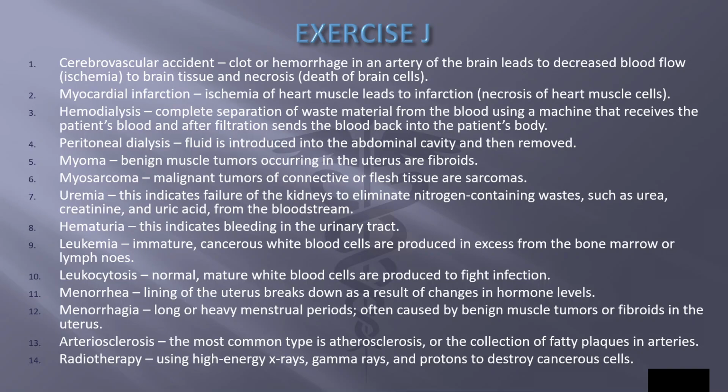Number 9, high number of malignant or cancerous white blood cells is leukemia. Immature cancerous white blood cells are produced in excess from the bone marrow or lymph nodes. Number 10, slightly elevated number of white blood cells due to an infection in the body is leukocytosis. Normal, mature white blood cells are produced to fight infection.